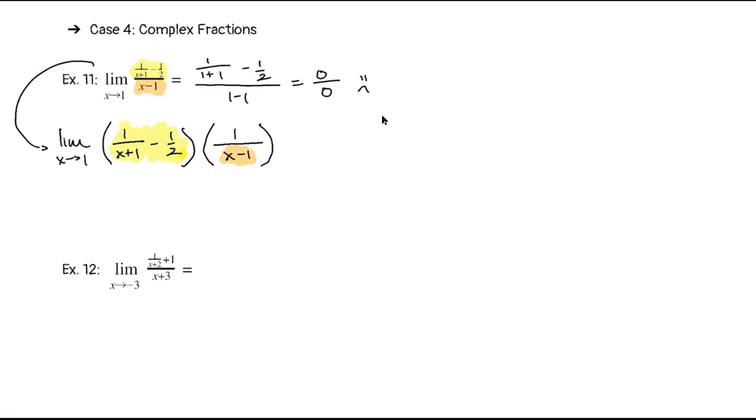Right now let's think about if I want to combine the two fractions that are in the yellow, 1 over x plus 1 minus 1/2. How do I do that? How do I subtract those two fractions in the yellow?